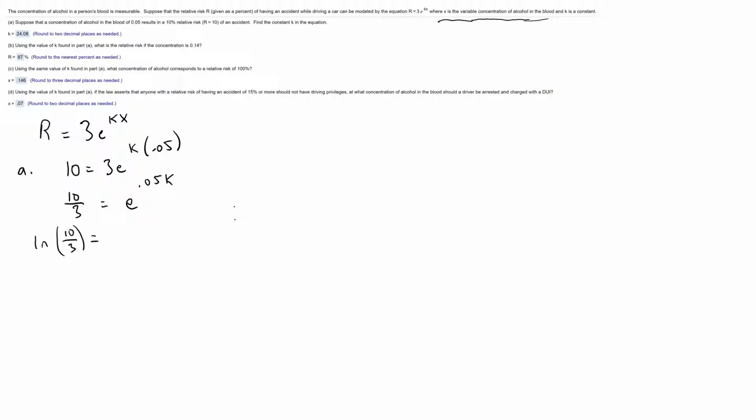The reason why we natural log both sides is it'll cause the e to cancel out. And so with the natural log and the e canceling out, we're left with 0.05K on the right side. And on the left side, we have natural log of 10/3. Finally, to solve for K, we can divide both sides by 0.05. Or instead of dividing by 0.05, we can look at it as multiplying both sides by 1 over 0.05, which will avoid the complex fraction.